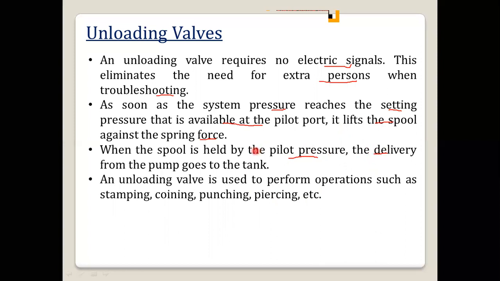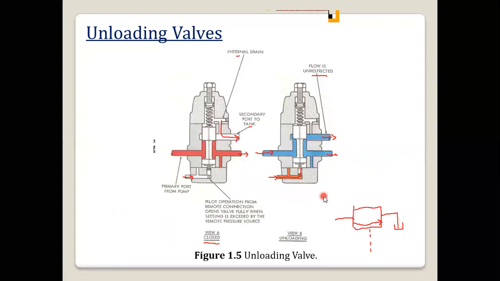Then when the spool is held by the pilot pressure, the delivery from the pump goes back to the tank. That is, the oil from the main line will go to the tank. So the unloading valve is used for operations like stamping, coining, punching, and all. The circuit diagram of this unloading valve, the pressure reducing valve, and the pressure relief valve we will discuss in later classes, after finishing the flow control valve.